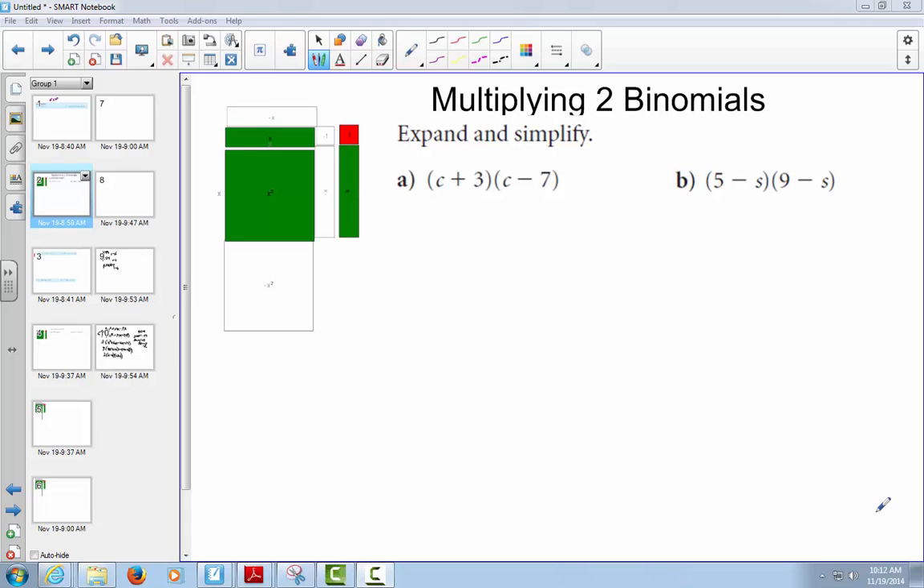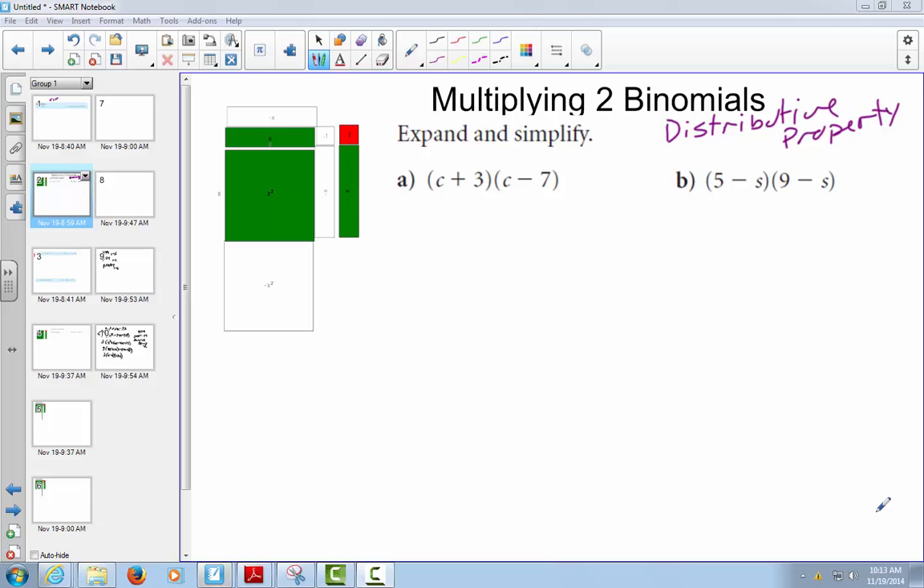Everything we've been doing so far has been leading us into factoring trinomials. But before we get to that, we're going to talk about multiplying two binomials. In the past, you've called this the distributive property, and you still will. What that means is we're going to take everything in the first set of brackets and multiply it by everything in the second set of brackets.